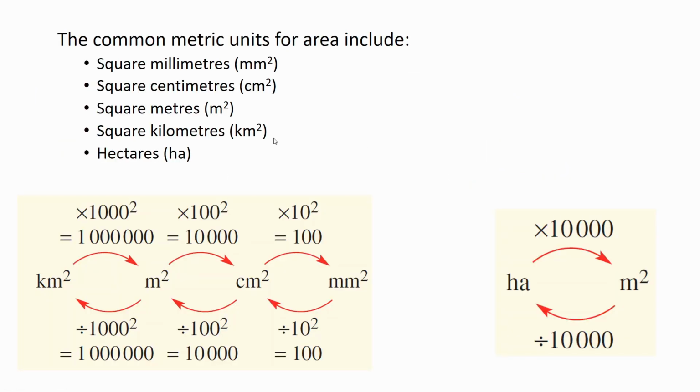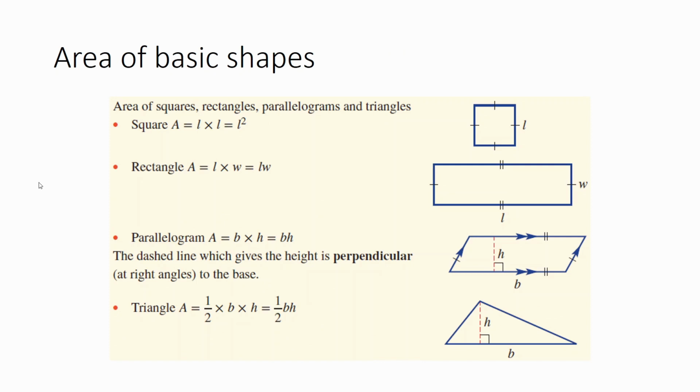Alright, now moving on to the area of basic shapes. The basic shapes we're going to go through today include the square, rectangle, parallelogram, and triangle. This slide goes over the general formula for finding the area of these shapes. For a square, it's just the length squared, or length times length. For a rectangle, it's length times width. For a parallelogram, it is the base times height, and for a triangle, it is half times the base times height.